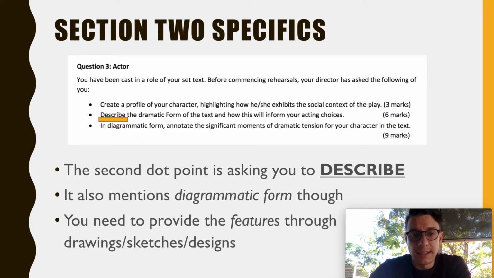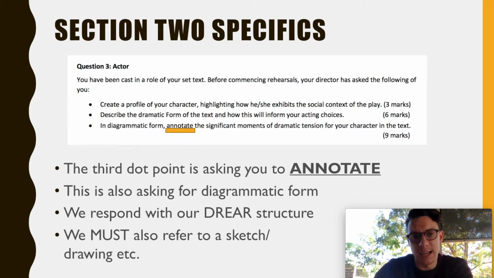Describe the dramatic form of the text and how this will inform your choices. We know that we need to provide the features through drawings and sketches. Again, it says describe the dramatic form. We're going to talk about the features of the form of our play, Speaking in Tongues. We know that the form of our play is representational realism, and how that is going to link to our choices. So we describe the features, we provide the features, and then we provide our choices around that.